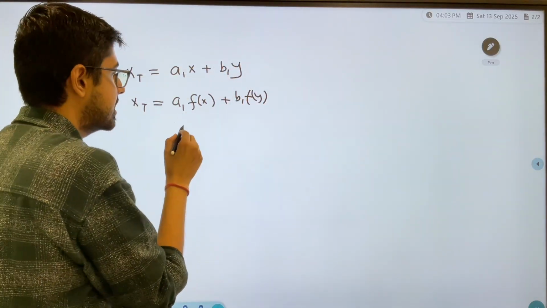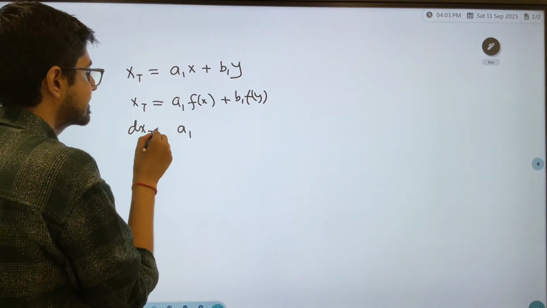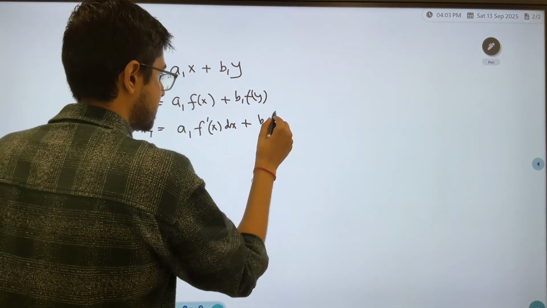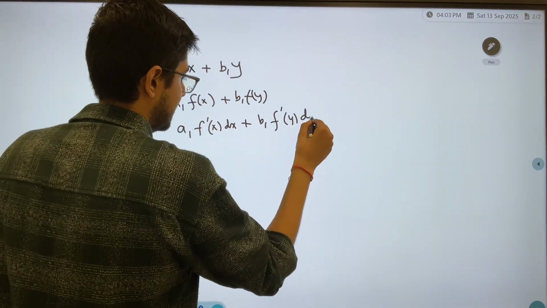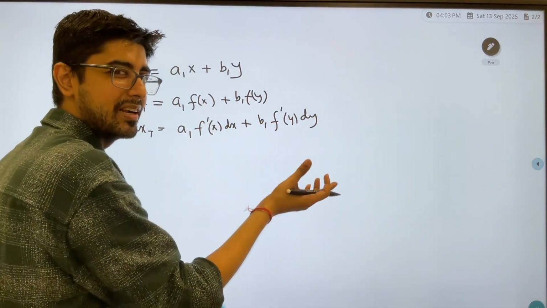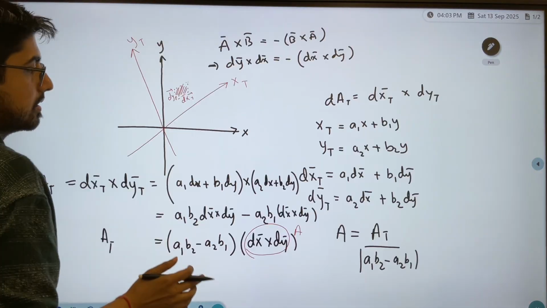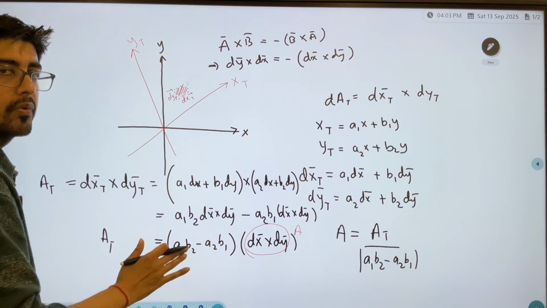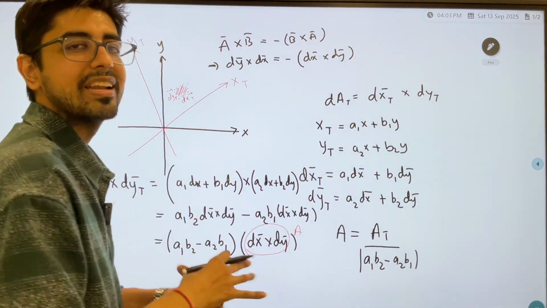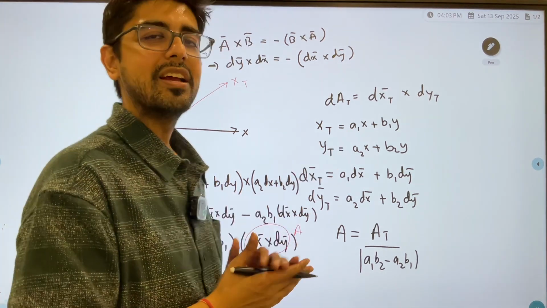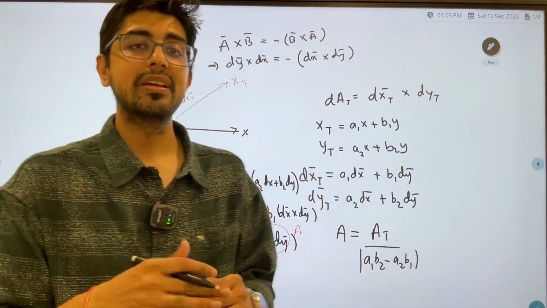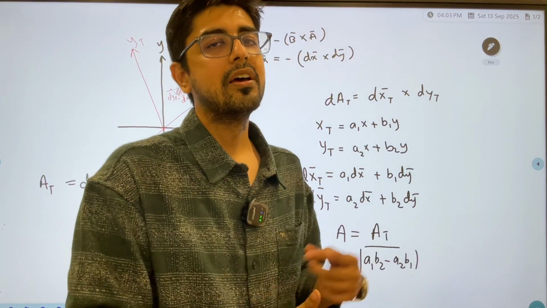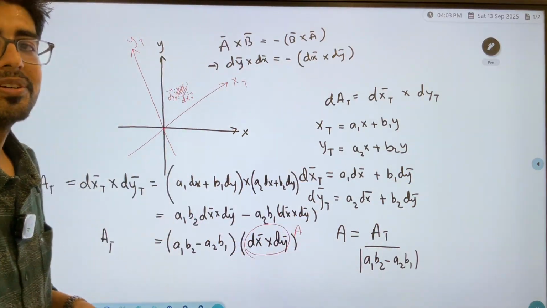I have to apply chain rule and say dxt is a1 f dash of x dx plus b1 f dash of y dy. And when I cross multiply, unlike here when I could take a1 b2 and a2 b1 common, I'll not be able to do that if it is not a linear equation, and that's why this concept could not be used directly if we were transforming it, provided it's not a linear equation.